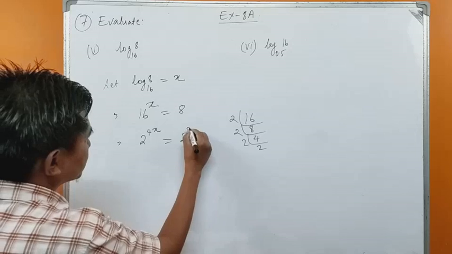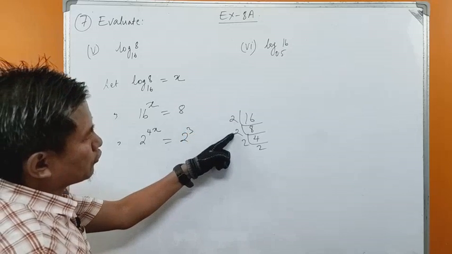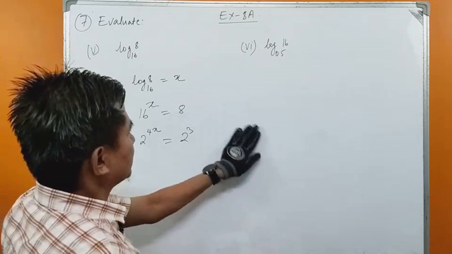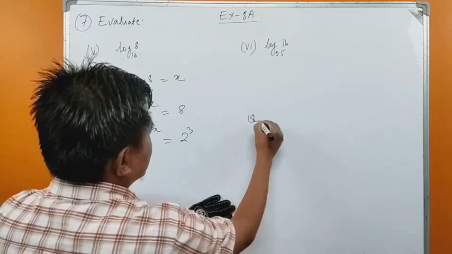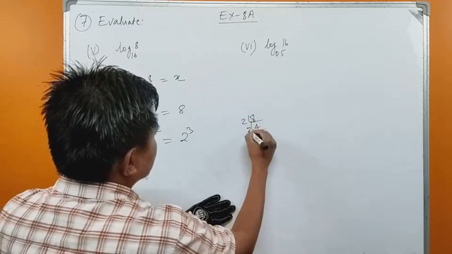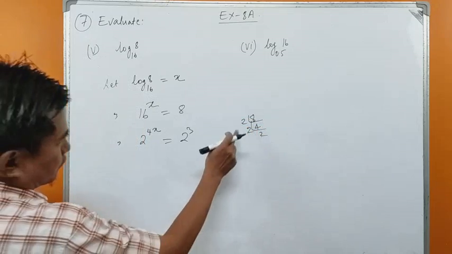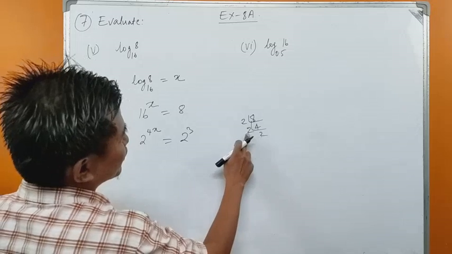8 means 2 cubed. 2 2s are 4, 4 2s are 8. 2 multiplied 3 times gives us 8. 2 4s are 8, 2 2s are 4, 2 1s are 2, 2 2s are 4, 2 3s are 8. 2 1s are 2, 2 2s are 4, 4 2s are 8.